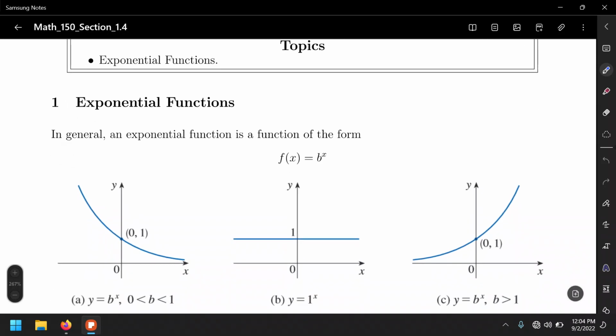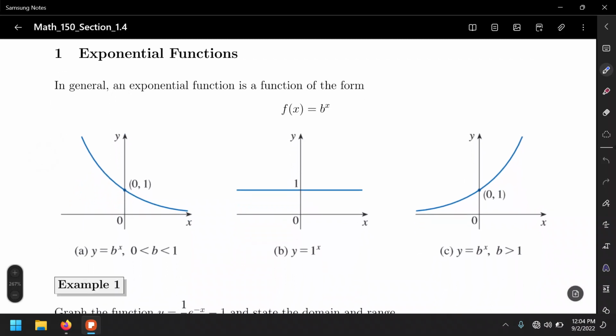Well, there's really not that much to say about exponential functions. What do we have? We can have three possibilities. Well, this one, the one in the middle, is really not an exponential. It's actually a horizontal line. It's a linear function, and that's a special case. So we have a couple of cases.